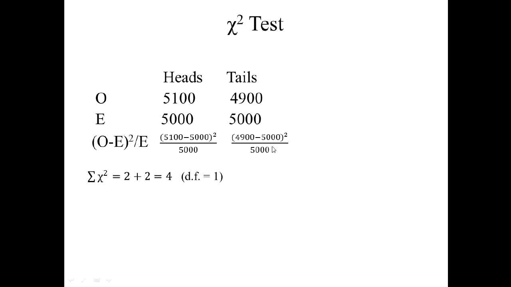Then finally, we add those two values. So you end up getting 2 for this one here, and another 2 coming from this one over here. So our sum of chi-squares is just 2 plus 2, equal to 4. So we're going to say that our test statistic here, the sum of chi-squares, is equal to 4. And the underlying distribution here is going to be the chi-square distribution with 1 degree of freedom.